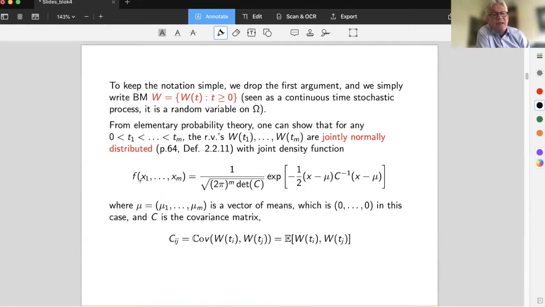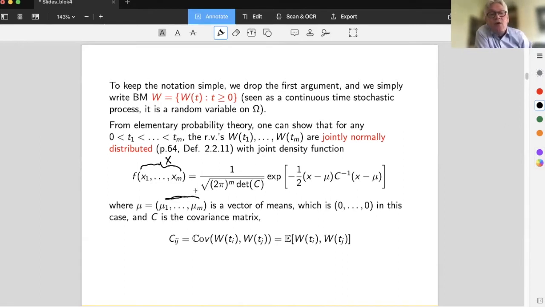So f, depending on multiple variables, x1 up to xm, and we sometimes denote this as a vector x. So this can be a vector x. That is then written, so the joint normal density function, that is written as 1 over the square root of (2 pi) to the m times the determinant of covariance matrix capital C times the exponential function with as argument minus 1/2 (x minus mu) transposed, C inverse, times (x minus mu), where mu is the vector of means. So it has m mean values.